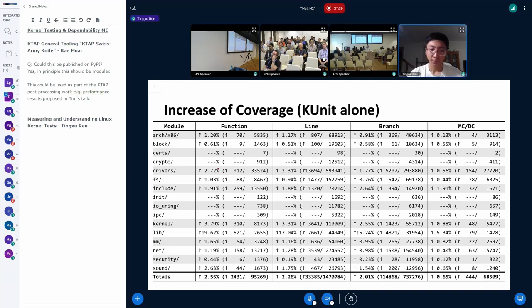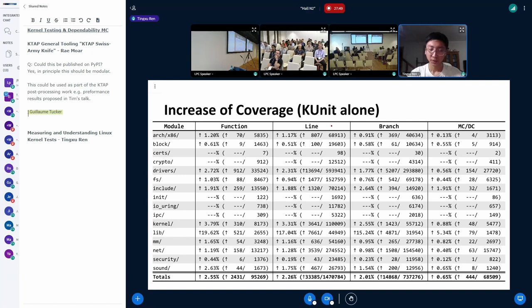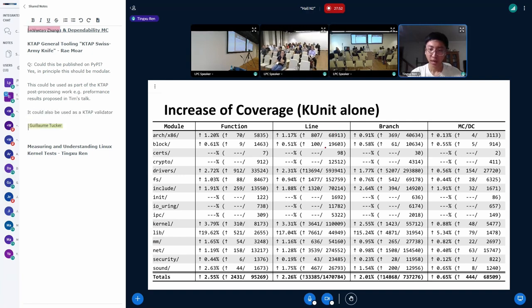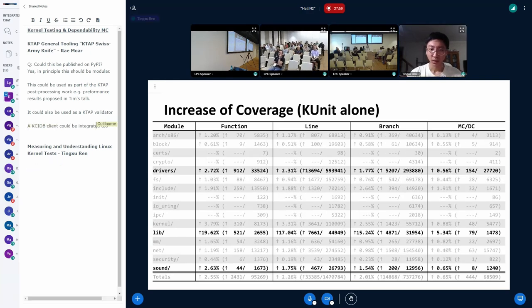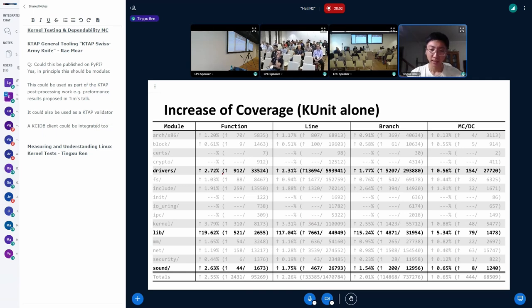Besides an overall coverage report, we may also be curious about how some test suites actually contribute to the coverage. Here I'm showing the increase of coverage by running KUnit alone, compared with just booting the kernel. From this table, we see that the highest increases are drivers, lib, and sound. Lib is high because it implements some common data structures like list and hash table, and also the core code of KUnit lies here. While drivers and sound are also relatively high. This is also reasonable because almost half of KUnit tests are written for drivers.